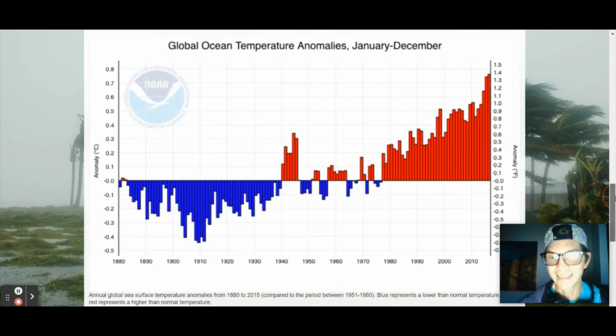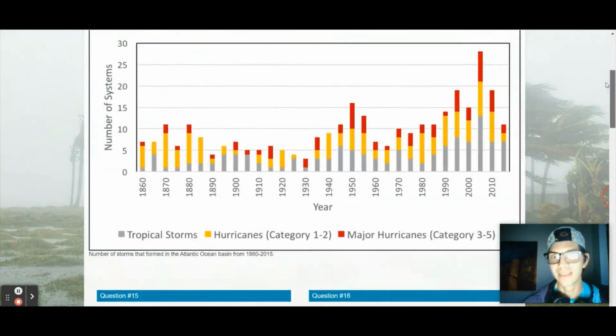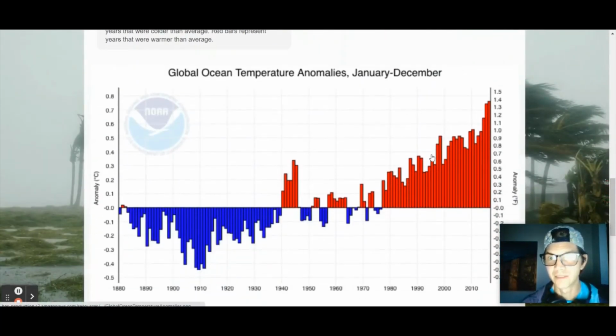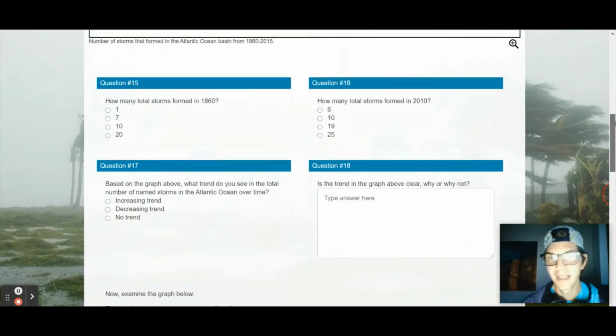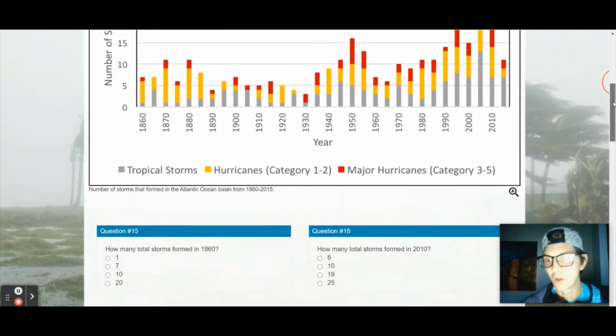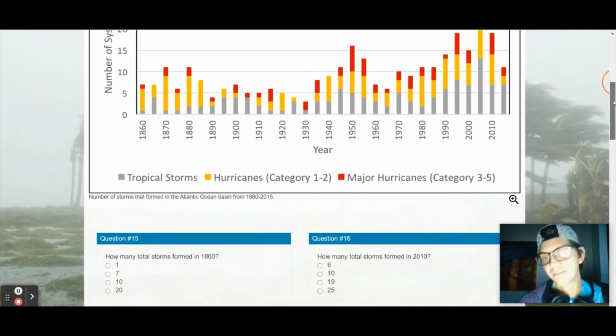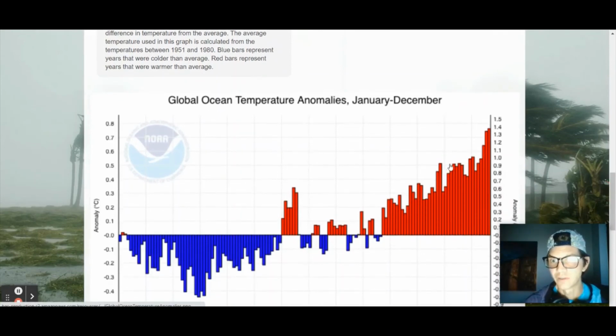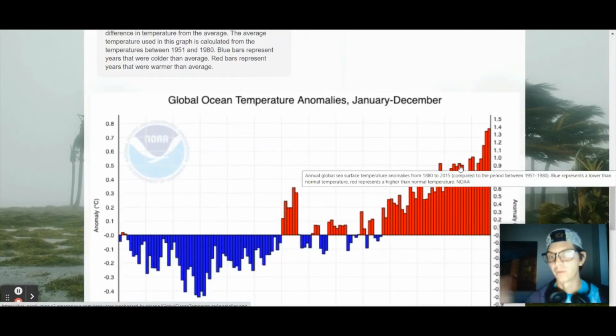So if we were to look at this data combined with this data, then there is a correlation between the increased temperature anomalies and the increased occurrences of hurricanes. Now, correlation doesn't necessarily mean causation, but it is another piece of evidence that people cite as a reason for potentially more dangerous hurricanes happening.